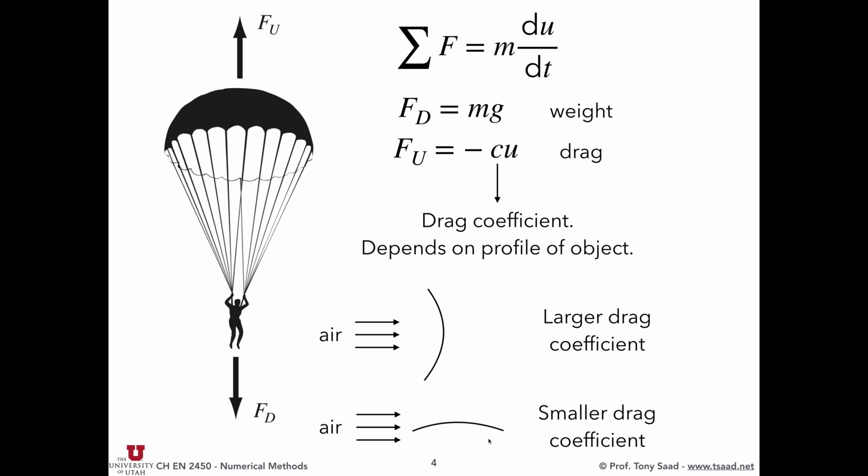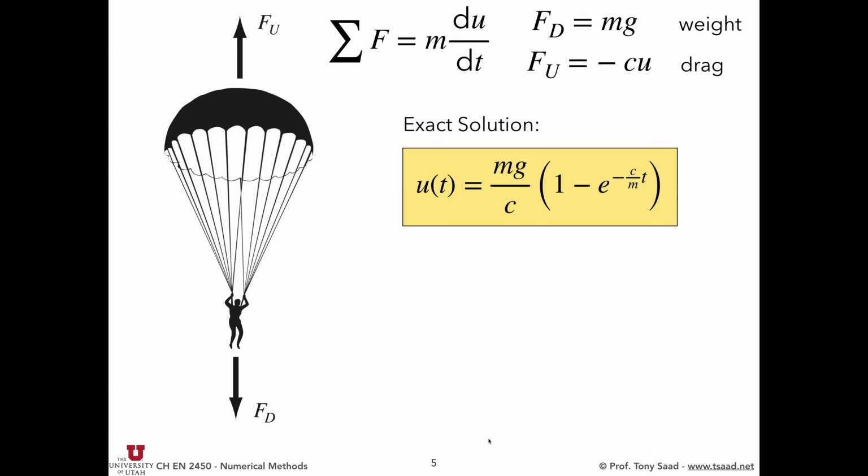Now, the exact solution for this equation in this case is given by this formula: u, the speed of the parachutist going down, equals mass times gravitational acceleration over the drag coefficient, times 1 minus the exponential of minus c over m times t, where t is the time, m is the mass of the parachutist, and again c is the drag coefficient.